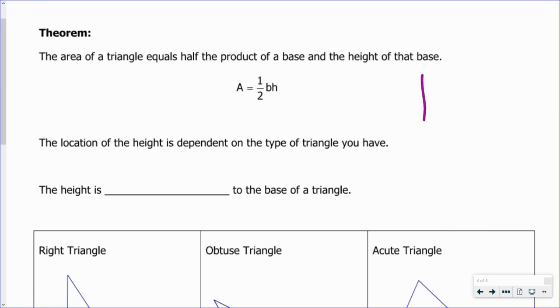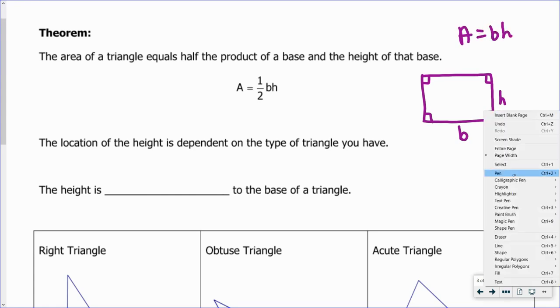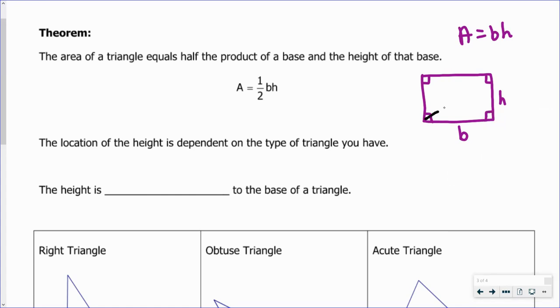If we start off with a rectangle, we know that we can find the area of this rectangle by multiplying its base and its height. So the area will be the base times the height. If we were to draw in a diagonal, that's going to divide this rectangle up into two congruent triangles. So they would have the same area. So the area of one of those triangles is going to be half the base times the height.